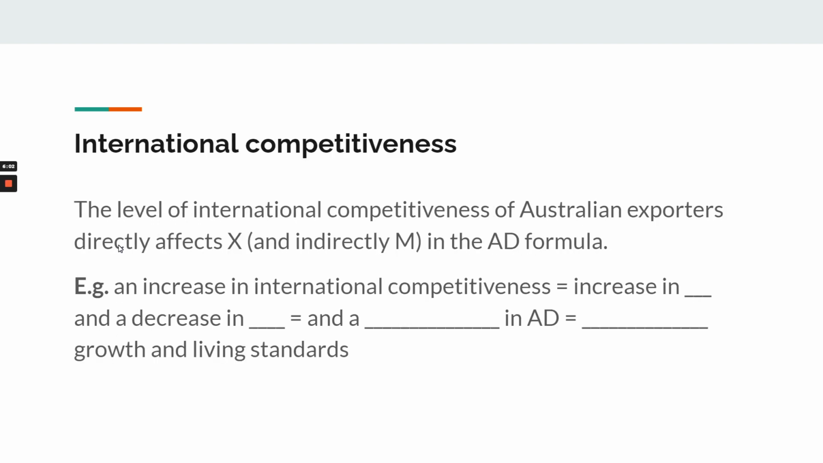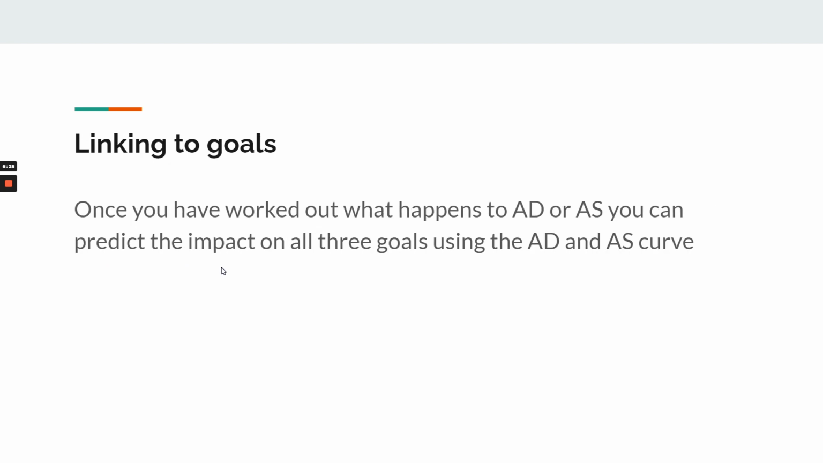Now the last one here is on international competitiveness. It's pretty simple. If we become more internationally competitive, that's a good thing for aggregate demand because we'll be able to sell more exports and we'll actually buy less imports as we substitute away from imported goods. So if there's an improvement in international competitiveness, it's an increase in aggregate demand, which is good for growth and good for living standards.